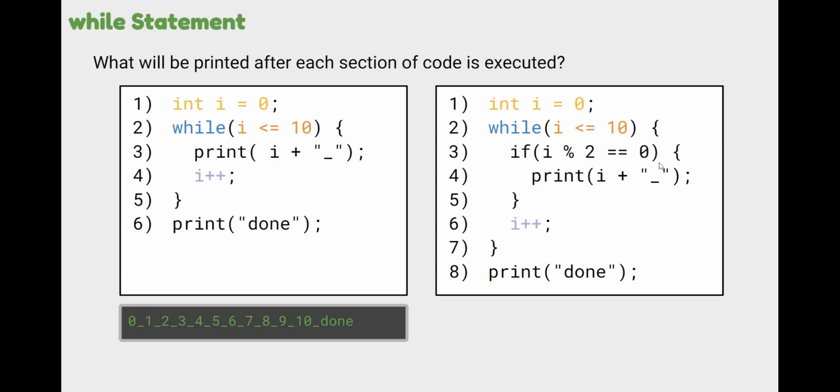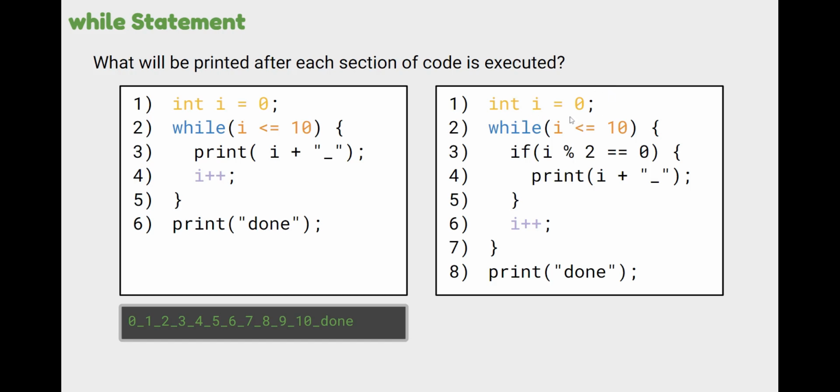The box on the right is very similar, except that we have an if statement on line 3. You should be able to recognize that algorithm of that if statement. If I mod 2 equal to 0, that's asking if a number is even. So we are only going to print out numbers if the number is even.